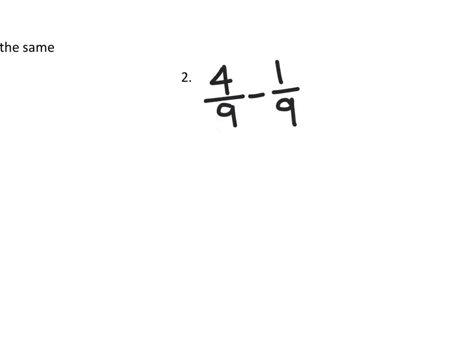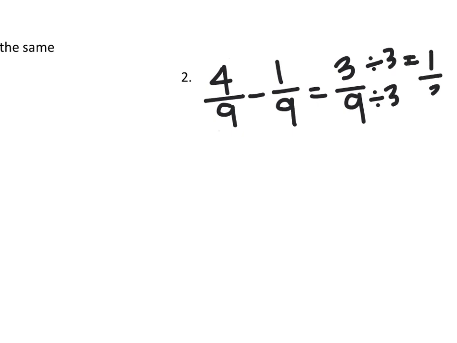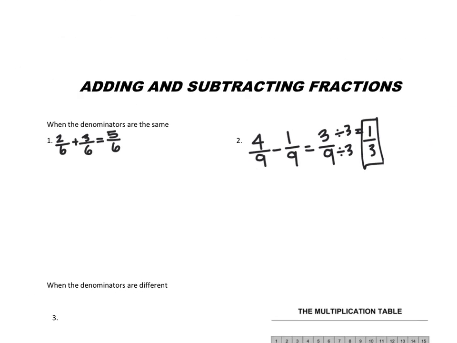Here we have 4/9 minus 1/9. Again, the denominators are the same. That allows us to just take 4 minus 1, which is 3, and our denominator remains the same. We can simplify this some more by dividing each one by a common factor, which is 3, and we have 1/3. This is our simplified answer. Let's put a box over here too.